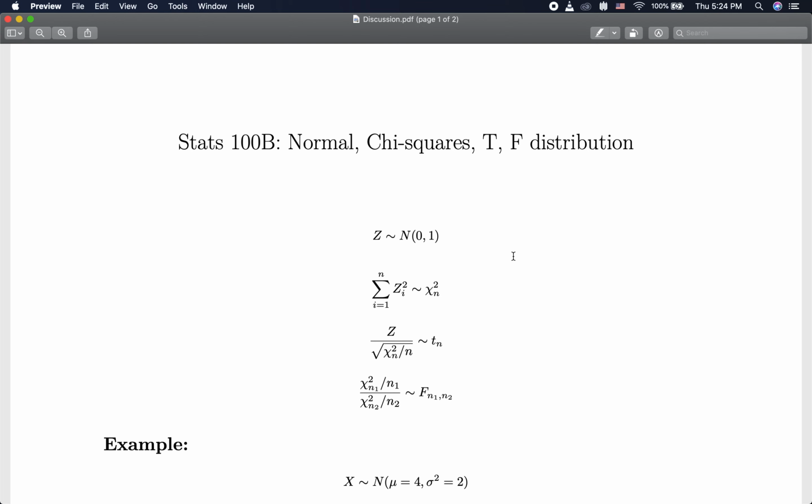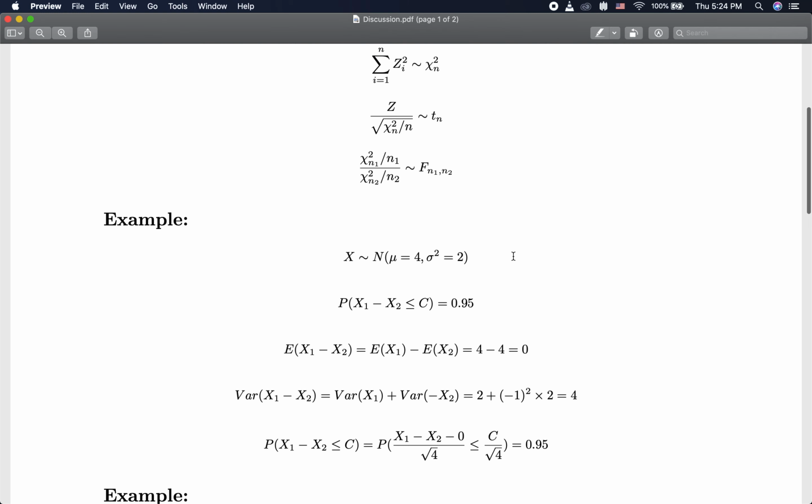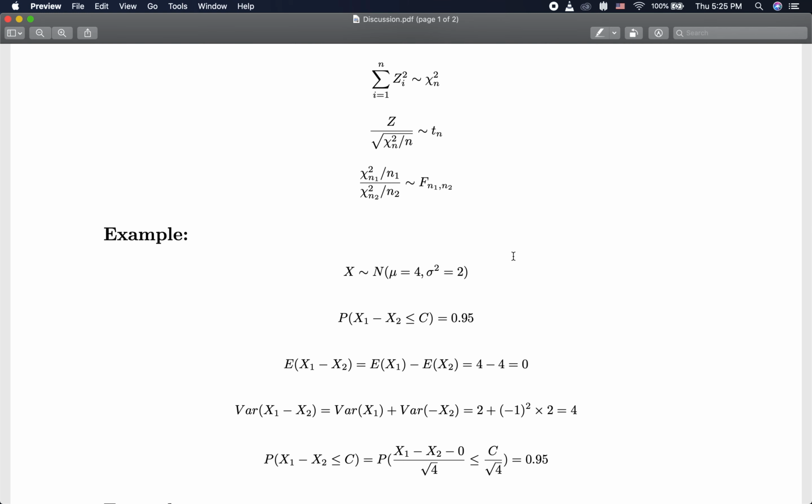So here are the four definitions for these distributions. Now we are going to go over some examples to show how we can use these distributions to calculate probabilities.